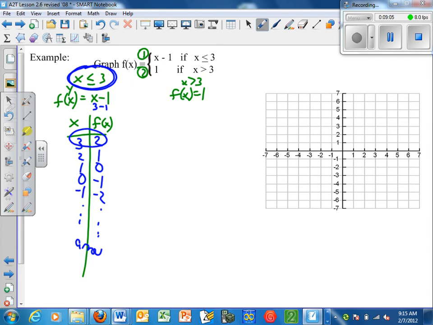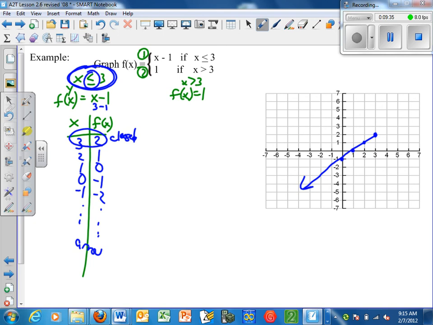This right here, because the equal to part is on this symbol, is going to be a closed circle, because we have the equal to part on it. So at 3, 2, we're closed. Then we're at 2, 1. Then we're at 1, 0. Then we're at 0, negative 1, so it's going to be a closed circle, and it's going to start going like that. And it's going to go on forever that way.